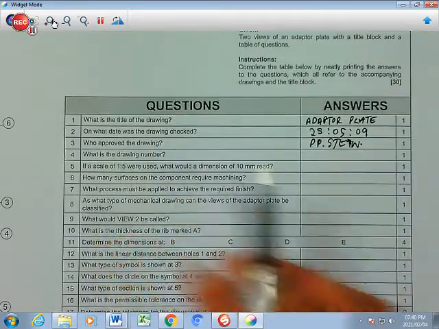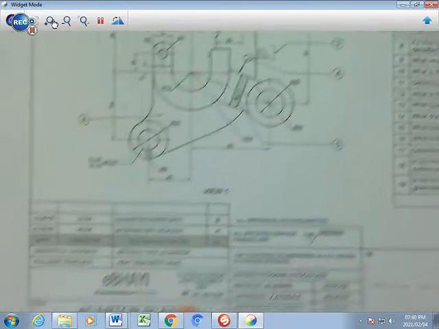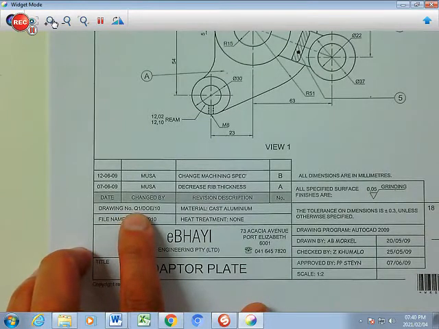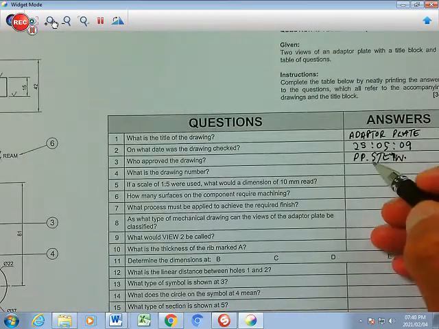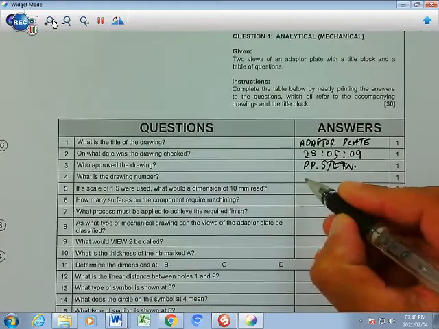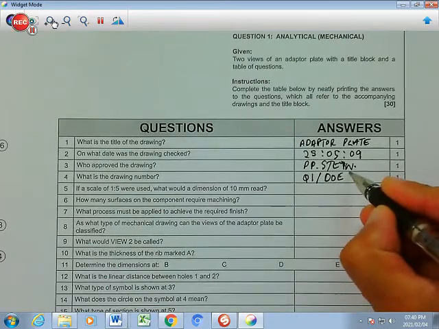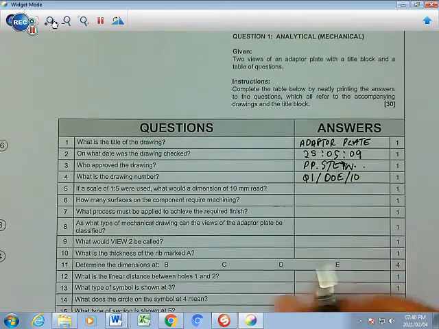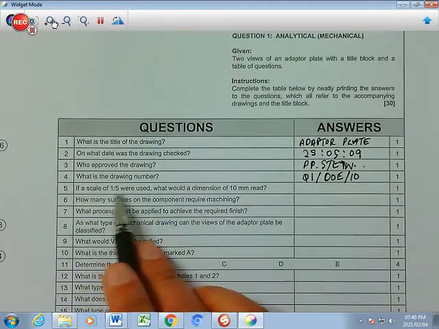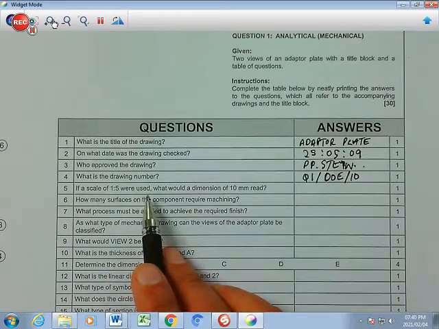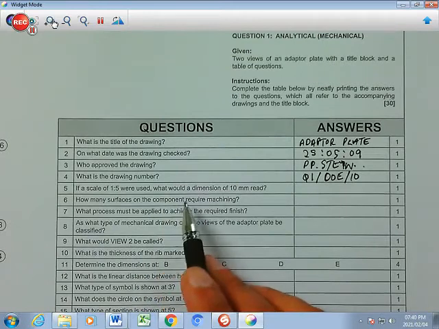What is the number of the drawing? What is the drawing number? So you're going to go here and you will find that the drawing number is Q1/DOE/10. So I repeat, that number is going to be Q1/DOE/10.